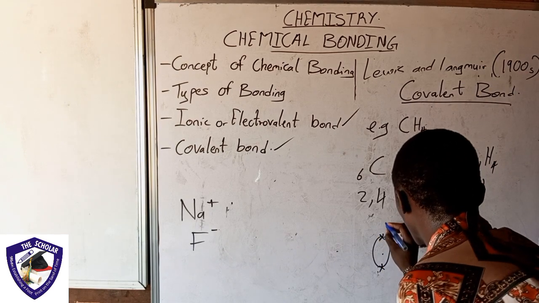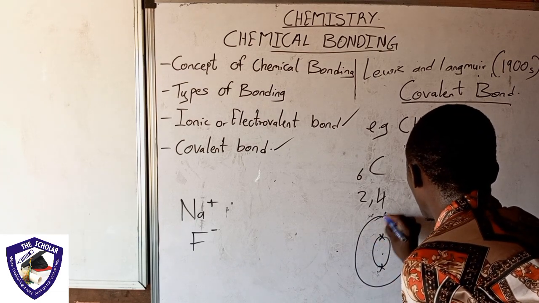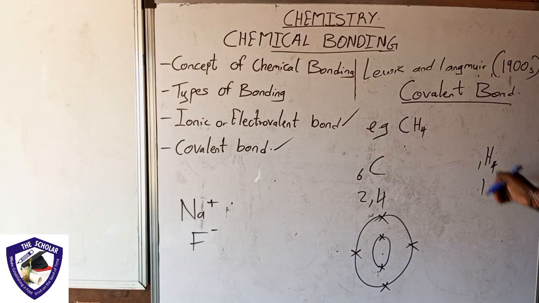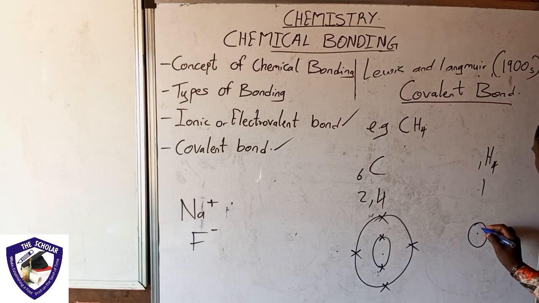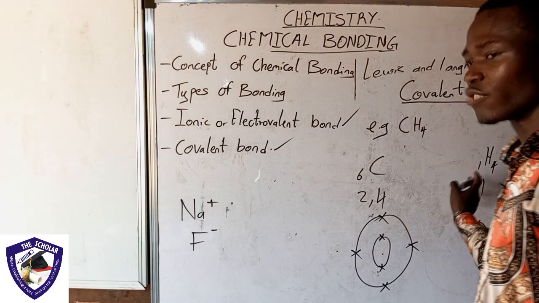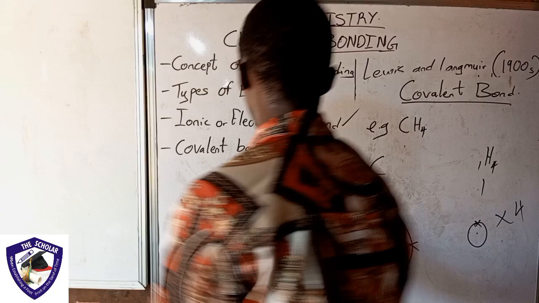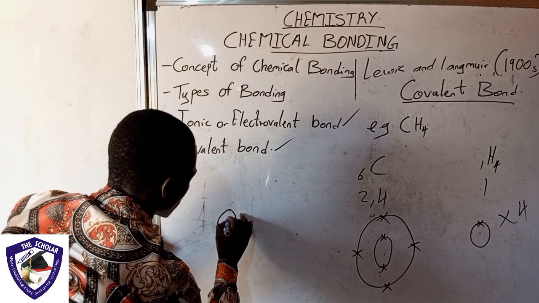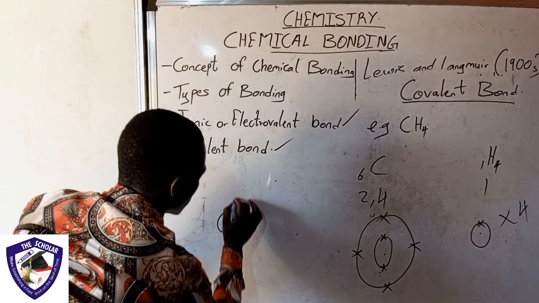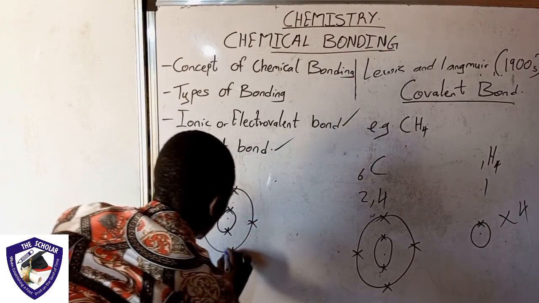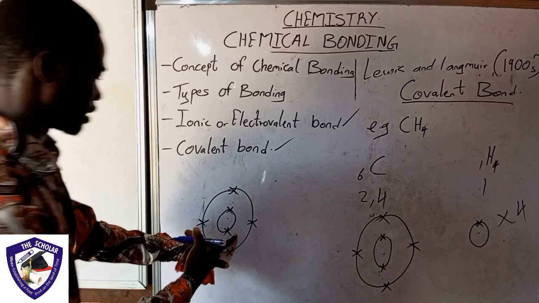1, 2. 1, 2, 3, 4. While for hydrogen, we have just one. 4 molecules times 4. Now, if carbon and hydrogen combine together to form a covalent bond, we will be having 2, 3, 4. This is for carbon. Now, this is the bonding.